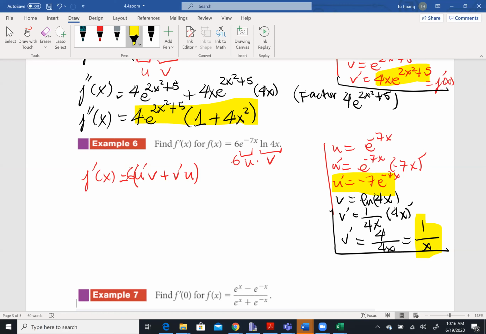Now I come back to the problem and apply it. So I have f'(x) equal to 6 times parentheses: u prime is negative 7 e to negative 7x, times v, which is ln of 4x, plus v prime, which is 1 over x, times u, which is e to the negative 7x.